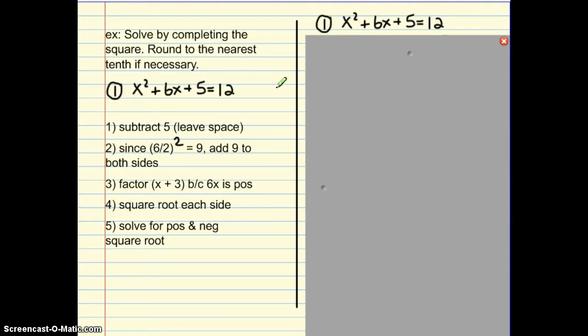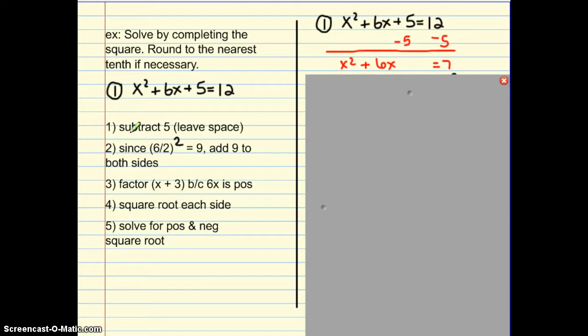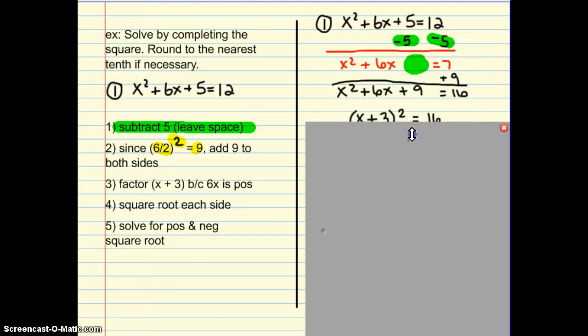We're going to solve by completing the square. We're going to round to the nearest tenth if necessary. We begin by subtracting 5 from both sides and make sure that we leave this space open. Then, since 6 divided by 2 and squared is 9, we're going to add 9 to both sides.